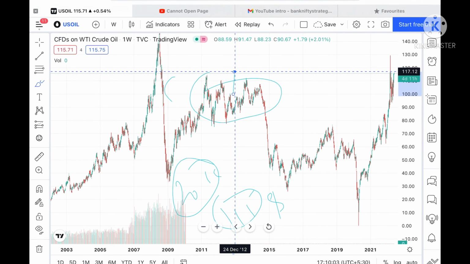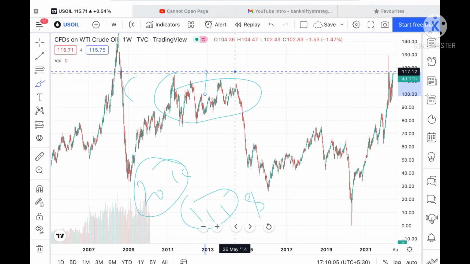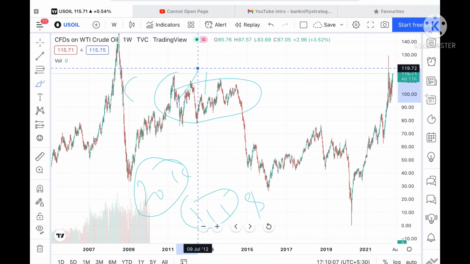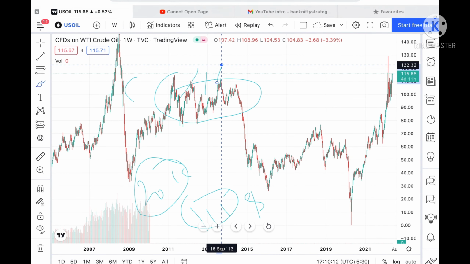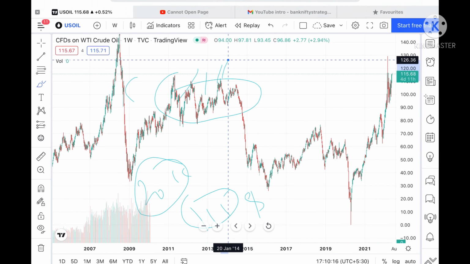117.12, and from there we can see it move to another level, that means if it can go and touch a level of 119.72. Suppose the price sustains above this level, we can see it move further upside towards a level of 122.32, and from there it can go further high to a level of 126.65.